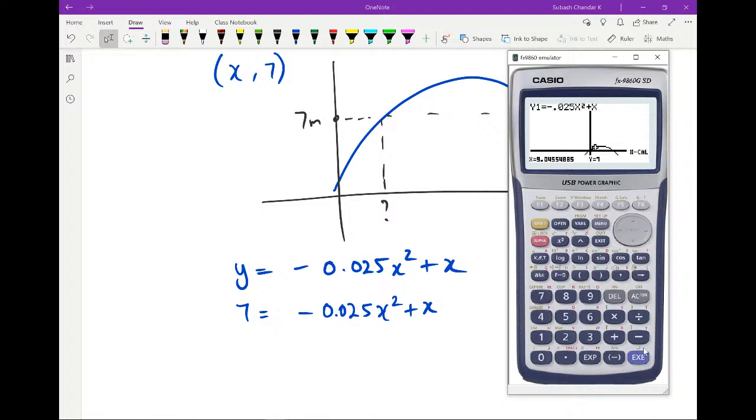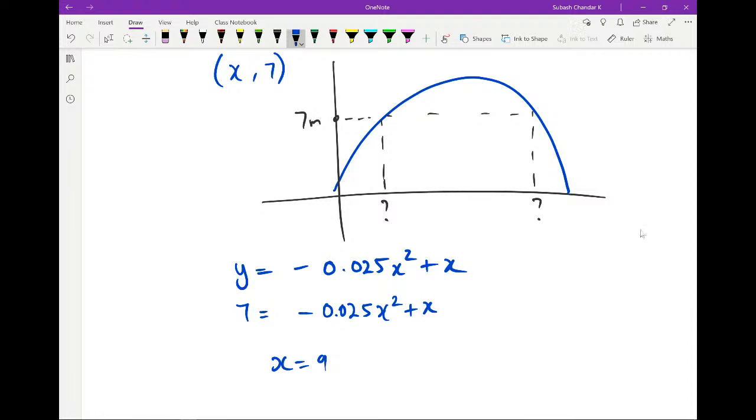So it was 9.04 and 30.95, right? And what was the other one? 30.95.